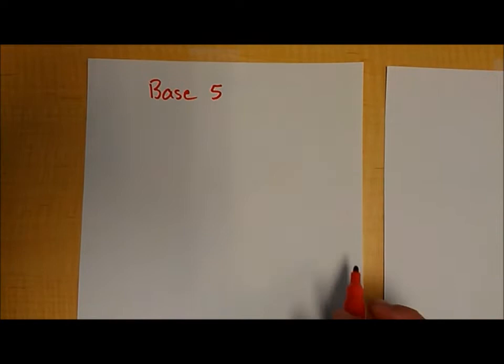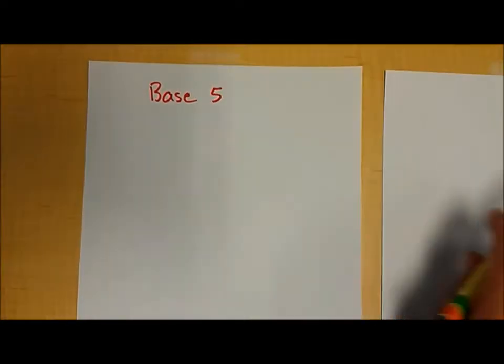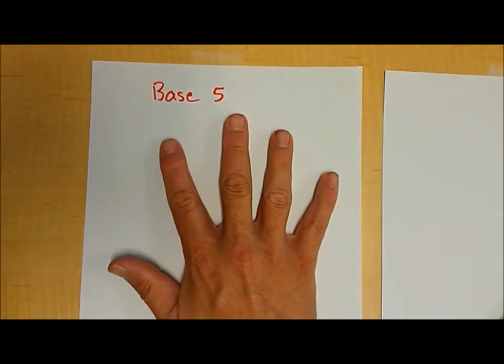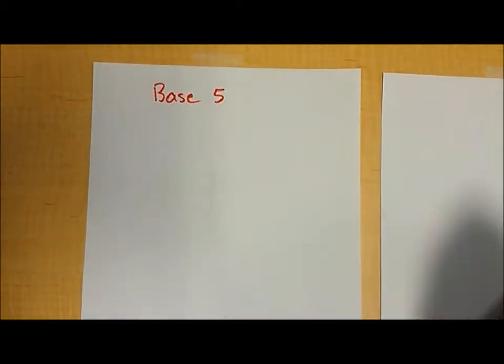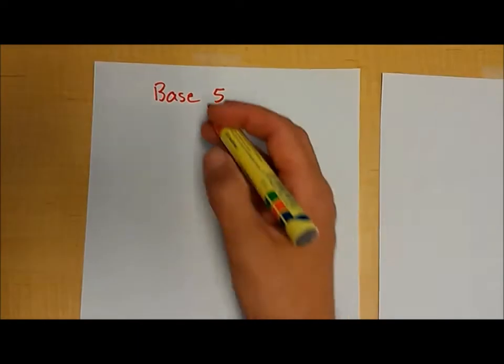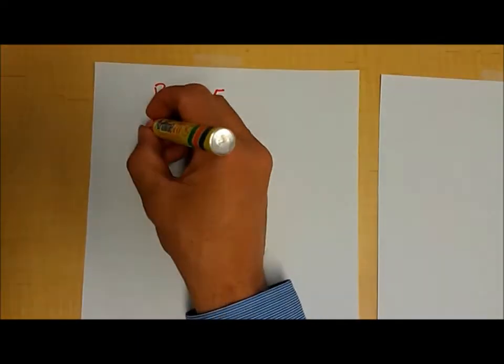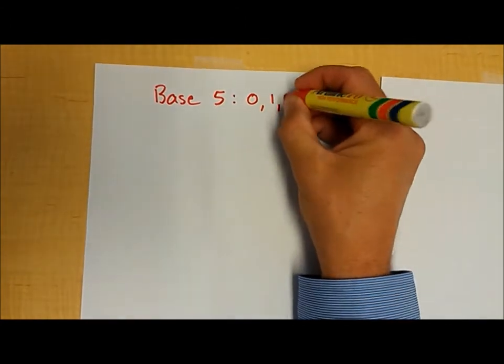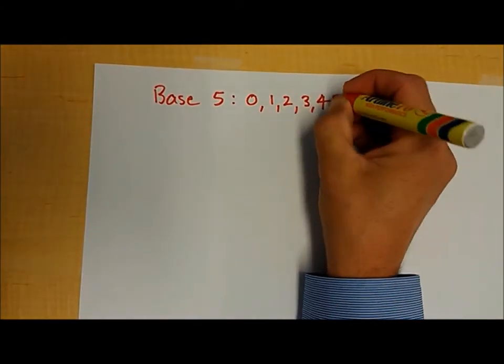Okay, so now let's have a look at another base. Let's have a look at base 5. So we're thinking, what if we only have one hand? What sort of arithmetic might we have developed if we only have one hand? So with base 5, we're talking about using the digits 0, 1, 2, 3, and 4.